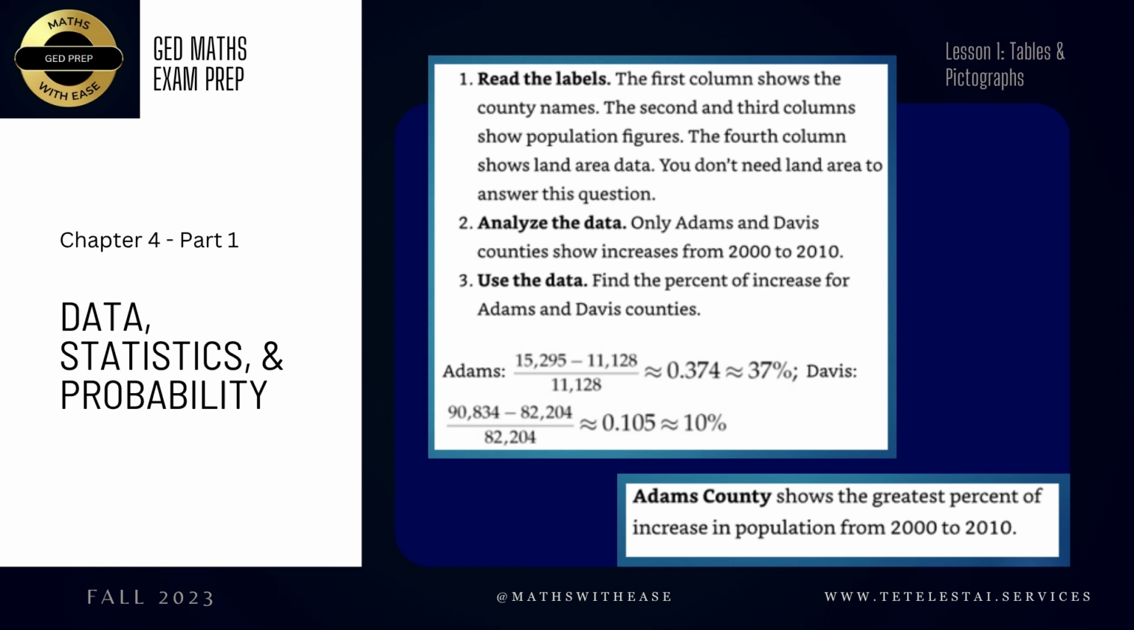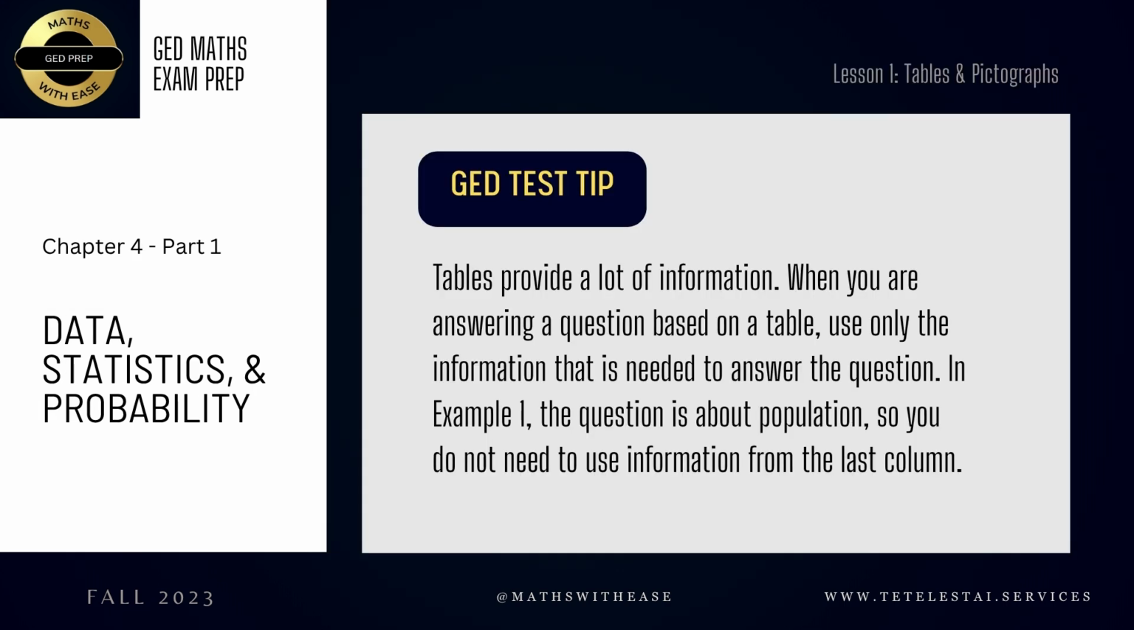So in case on your test you see an answer that's 11%, for example, know that they rounded this value up. So you can then gauge between your two percentage increases that you found, 37% and I would say 11% in this case. And we can see that Adams County shows the greatest percentage increase in population from 2000 to 2010. Here's a test tip for you.